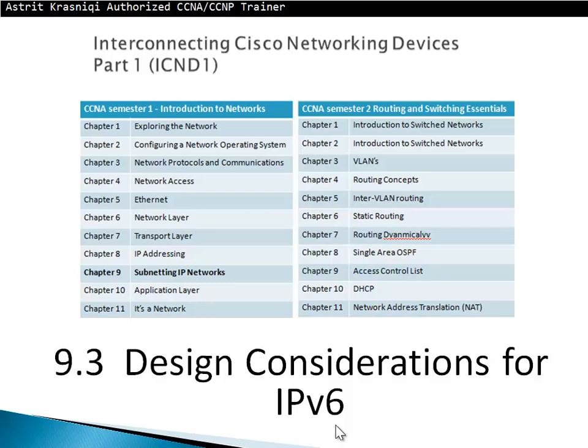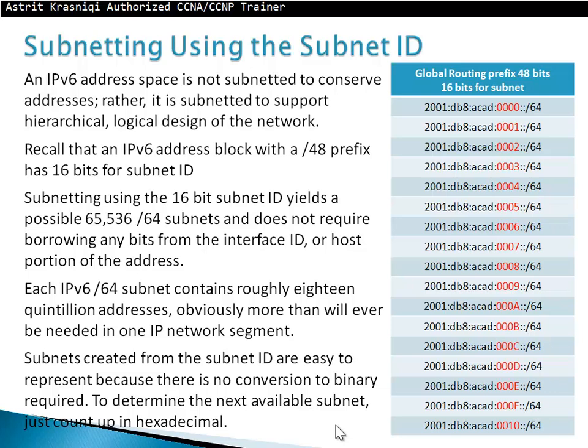Now we move to section 9.3, design considerations for IPv6. Subnetting using the subnet ID. An IPv6 address space is not subnetted to conserve addresses. Rather, it's subnetted to support a hierarchical logical design of the network. Recall that with IPv6, an address block with a /48 prefix has 16 bits for the subnet ID. Subnetting using the 16-bit subnet ID yields a possible 65,536 subnets and does not require borrowing any bits from the interface ID or host portion of the address.